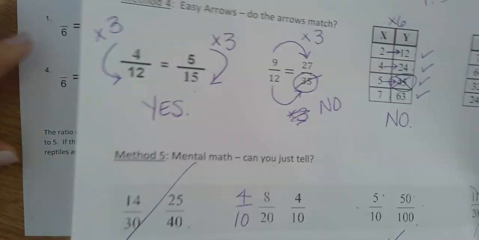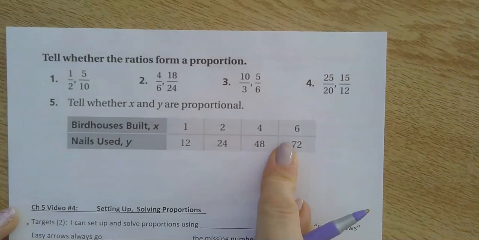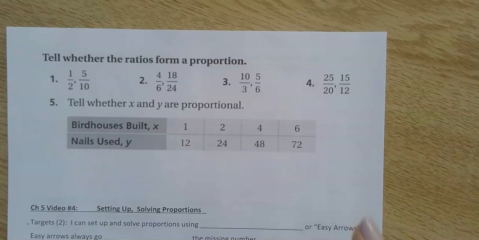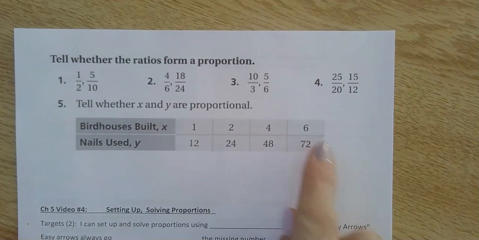Let's look at the next page. There are 5 questions here. 1, 2, 3, 4, 5. I don't care which strategy you pick, but pause it here, do those 5, decide if it's a yes or a no, so 5 yes or no answers, and then hit play when you're ready to check.